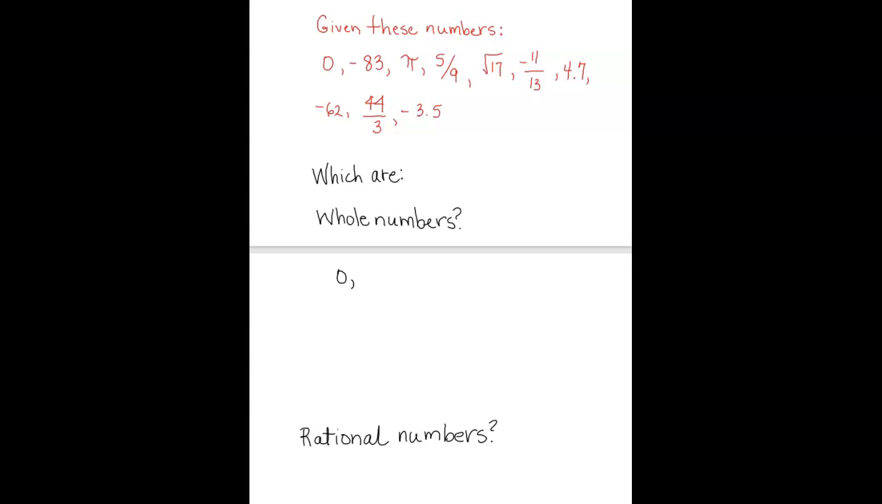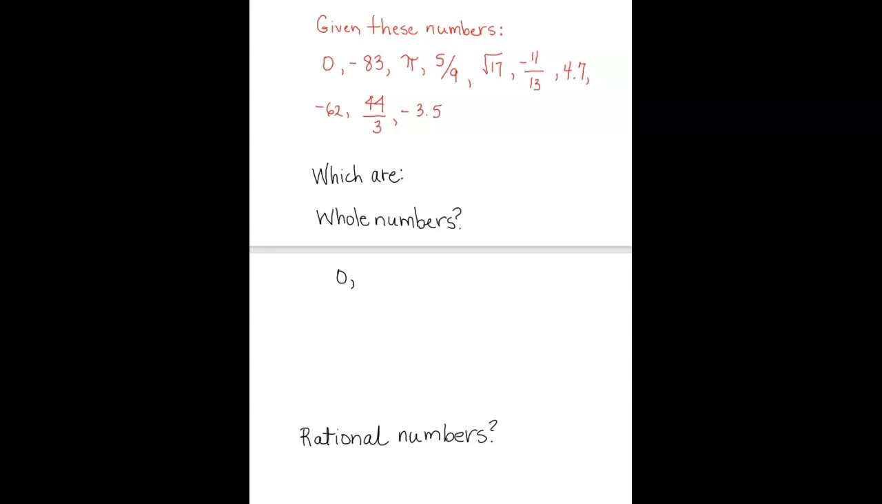and negative 83 is not, pi is not, 5/9, that's a fraction, so I can't put it in that. Square root of 17, that is not, right? We don't have any number that factors nicely to 17 when you take the square root of it. Closest we have would be 16. And so we've got this 16, well, 4 plus something, right? That's not going to work. It's got a decimal part to it. Negative 11/13, again, that's a fraction.